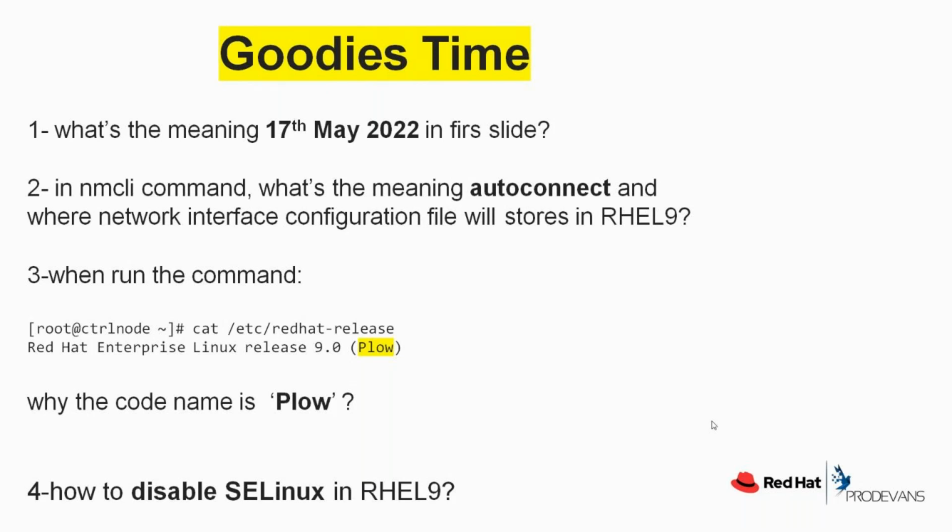Okay. What is next? Question number 3: when you run cat /etc/redhat-release, it will show you Red Hat Enterprise Linux release 9.1, and a code name is here. The name is Plow. The question is why the code name is Plow. What is the significance of giving the name Plow? It's a little bit tough. Search it if you want.